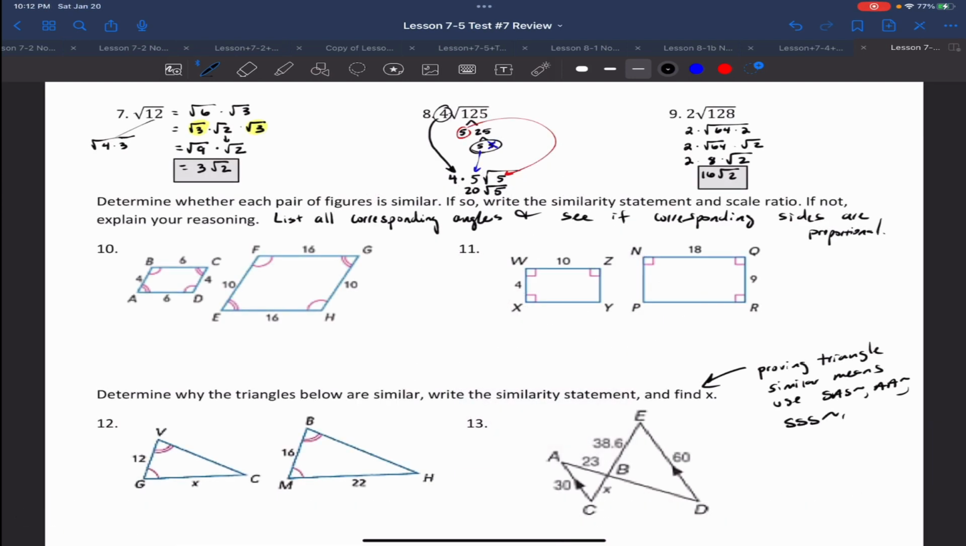For 10 and 11, it says determine whether each pair of figures is similar. If so, write the similarity statement and the scale ratio. If not, explain your reasoning. So, we need to list all the corresponding angles congruent and see if the corresponding sides are proportional.